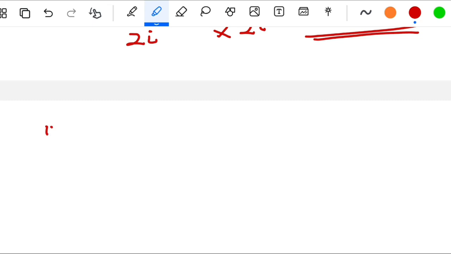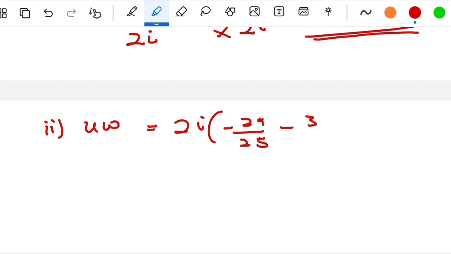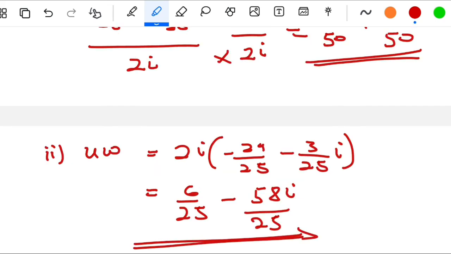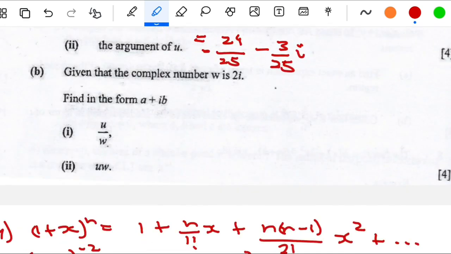Then item 2 was supposed to find uw, so we simply multiply there, which equals 2i times (-29/25 - 3/25 i). This is going to give us 6/25 - 58i/25. As simple as that. And then next, so we're done with number 10.